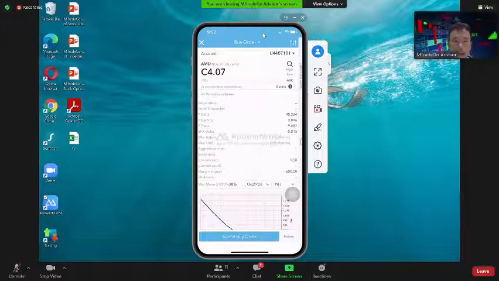Assume this is a put. If the price goes down $1, you will make 45 cents. If the price goes up, you will lose 45 cents. You know what I mean or not? Yes. Simple as that.